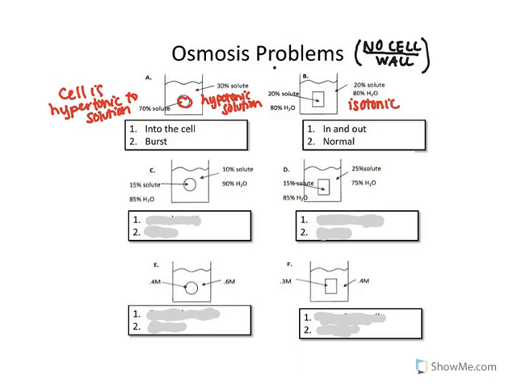So let's look at C. In C, we have 15% solute inside of the cell, 10% out. What's going to happen? Water is going to want to go in. And what's going to happen? The cell will burst. Let's look at D. On D, we have 15 in, 25 on the outside. What's going to happen? Think about it for a second. Water's going to want to leave. And what will happen? The cell will crenate. Crenate is another word for shrivel.